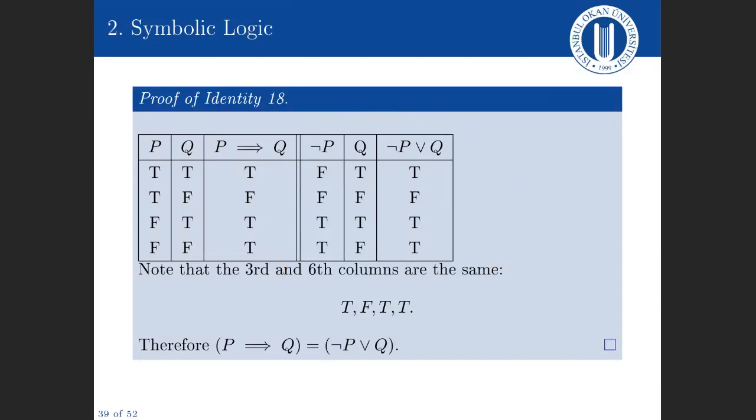But then, look what we have. This column goes true, false, true, true. And this column also goes true, false, true, true. These are always the same. That means that these two logical things are the same. P implies Q must be the same as not P or Q.